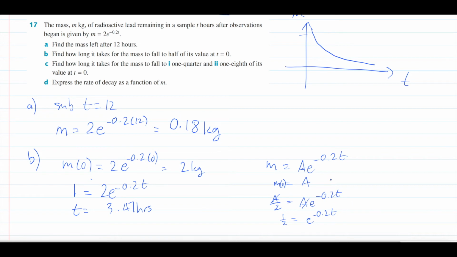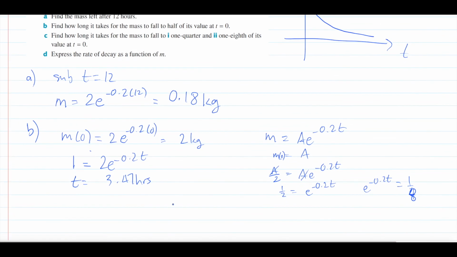You can immediately just ignore a and go straight to saying e to the power of negative 0.2t equals half, if I want half. And if they want a quarter, then I just need a quarter. And if they want 1/8, which is exactly what part C is talking about, you can just sub in 1/8 over here and completely ignore A, because at the end of the day they'll cancel each other out, just as I've shown you here. So that's a bit of a shortcut, and also something to take note of for your exam and for your SAC.